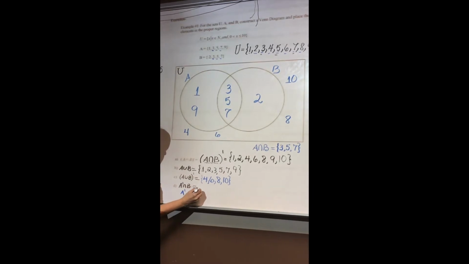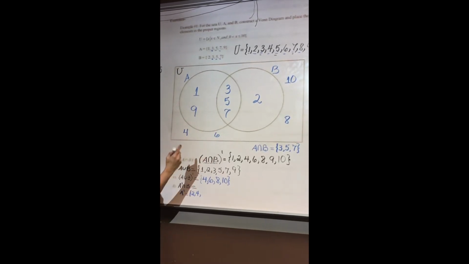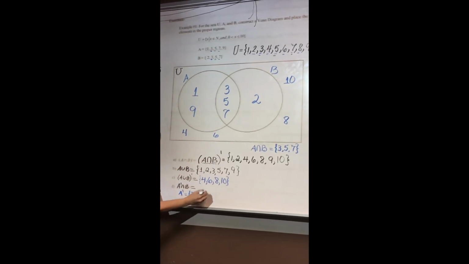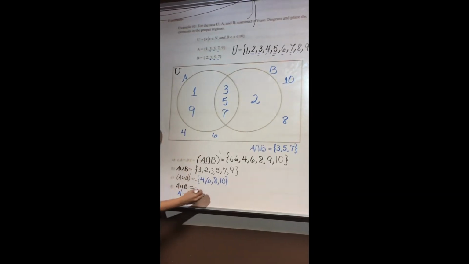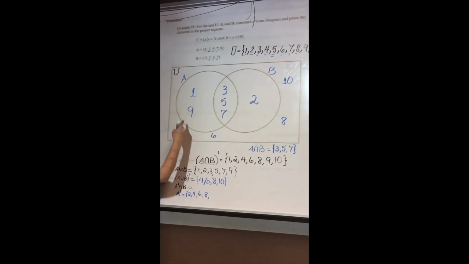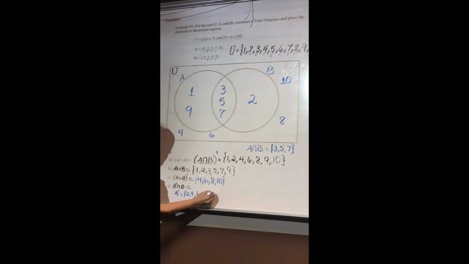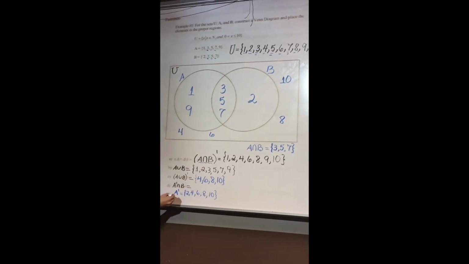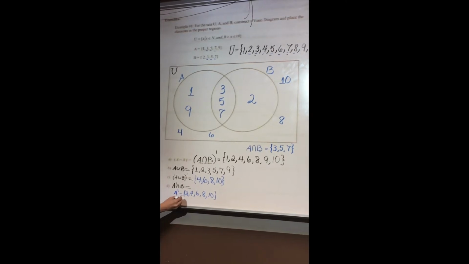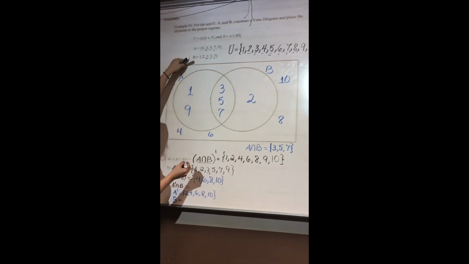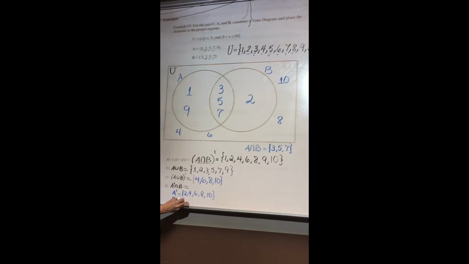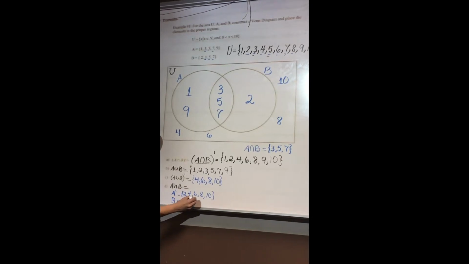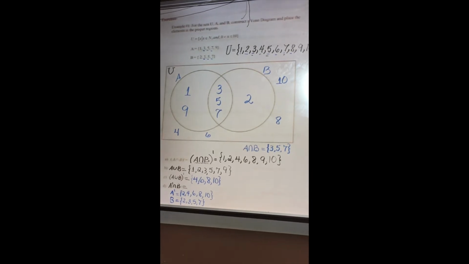4 is not. 5 is already there. 6 is not. 7 is already there. 8 is not. 9 is already there. And 10 is not. So that is the complement of A. And then B, we have it right here, 2, 3, 5, 7. So you don't have to do anything too crazy to find what B is, because that was given to you.